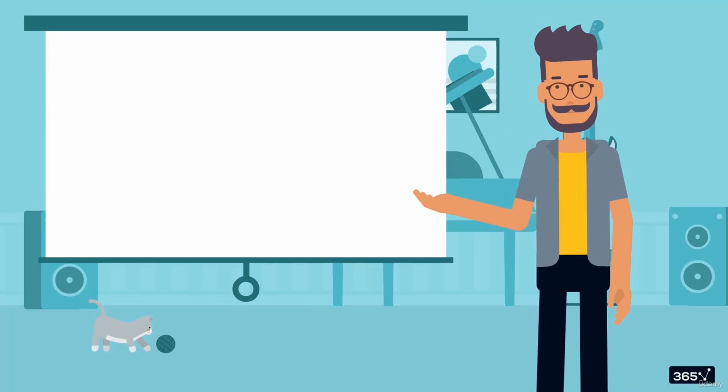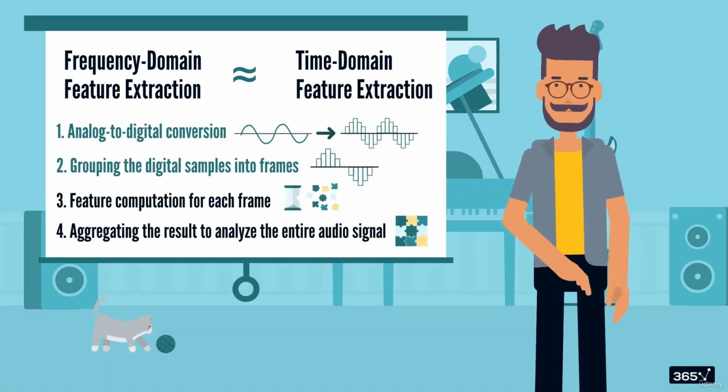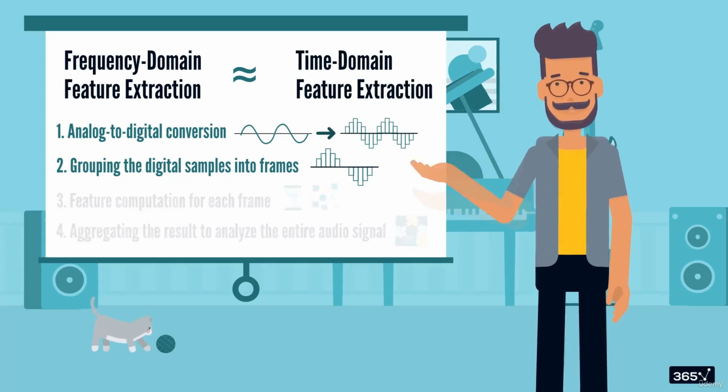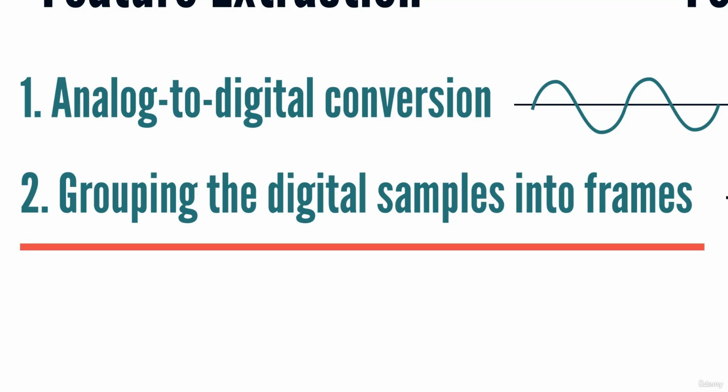The process of extracting frequency domain audio features is similar to what we do with time domain extraction. The first two steps are identical. We begin with the analog to digital conversion to obtain a digitalized version of the audio signal, and then frame the signal into groups with samples.